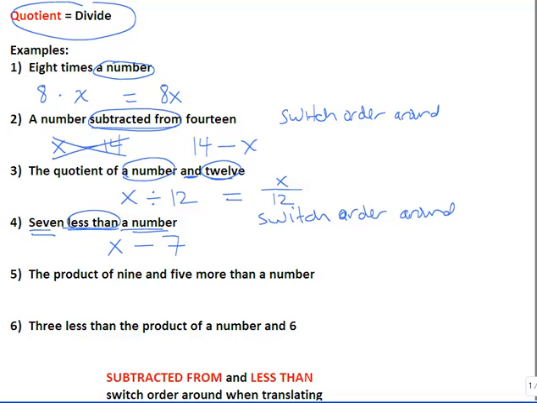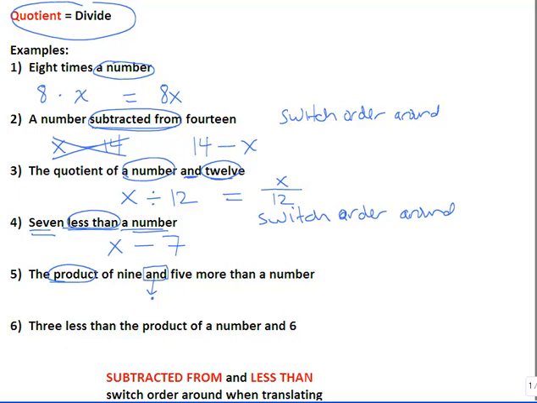Okay? Example 5. The product of 9 and 5 more than a number. Now first of all, product means multiplication. So this is a multiplication problem. You could use a little times sign, a little x for multiplication, but in higher mathematics we typically use just a dot. When you see this phrase, you want to look for that keyword and, because that's going to tell you exactly where to put that multiplication symbol, that little dot.